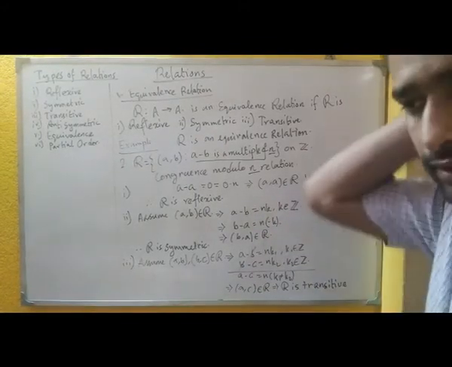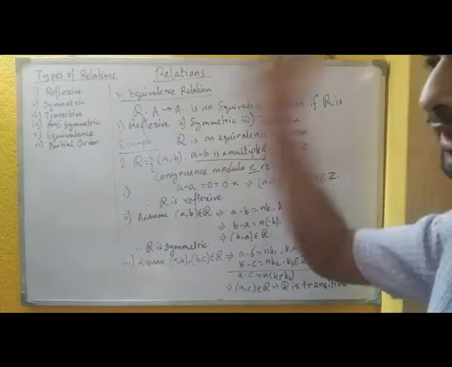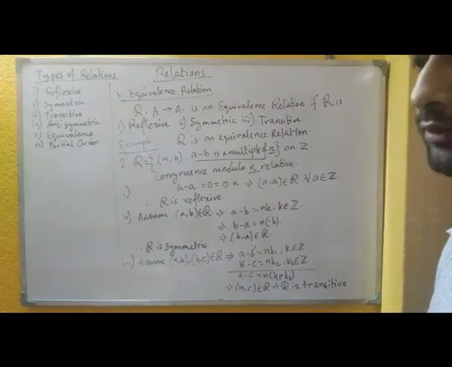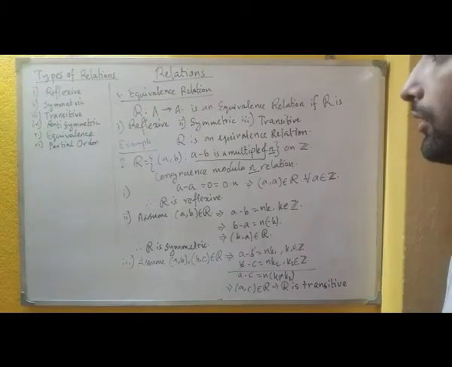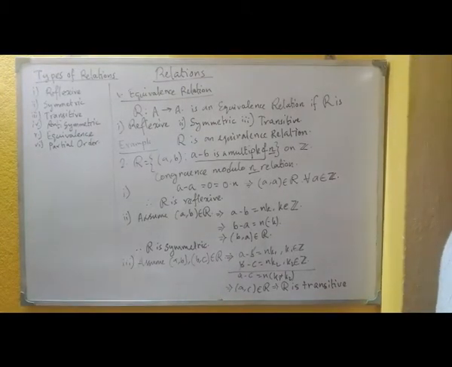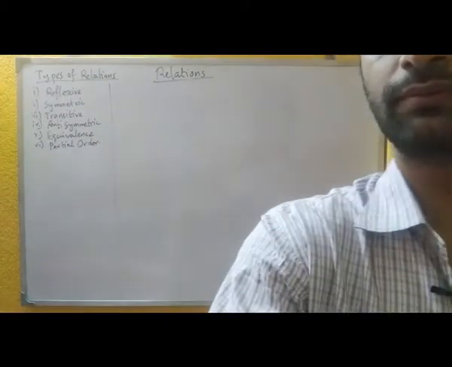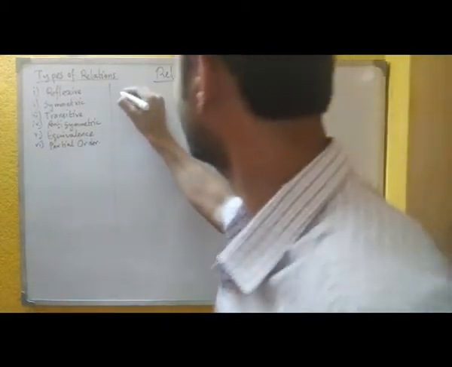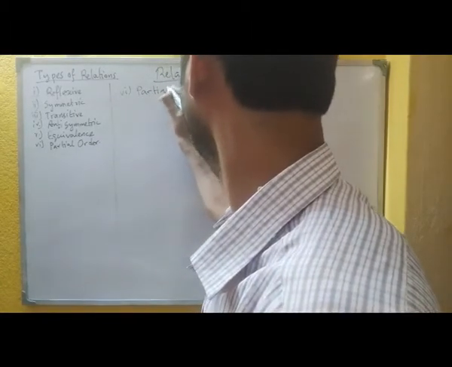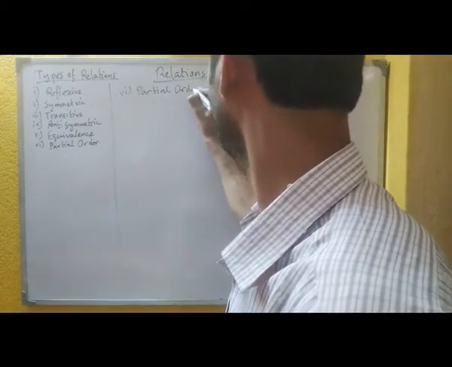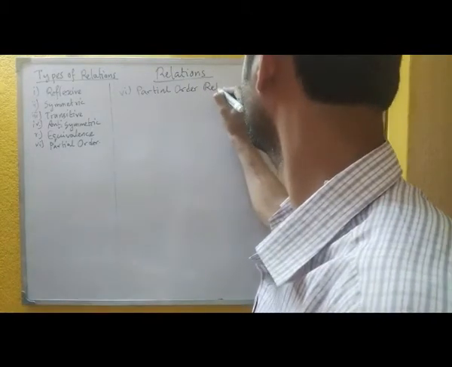There are more details on equivalence relation. They form partitions on a set, and we will see in a separate video. So for now, we proceed to partial order relations. Number 6 is the partial order relations.